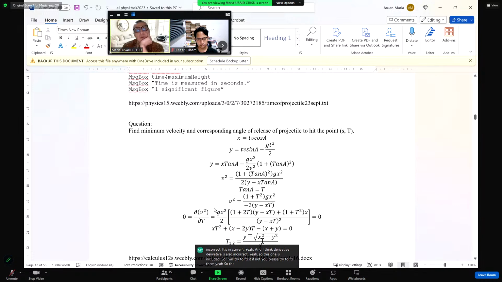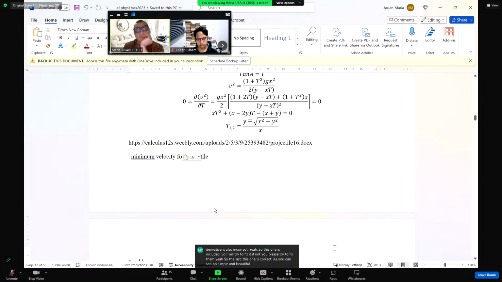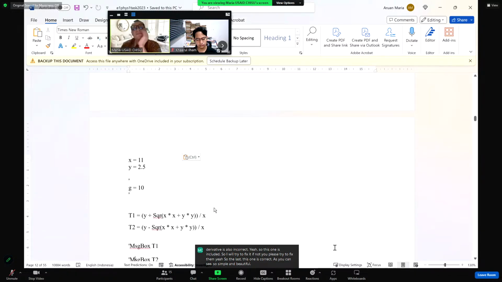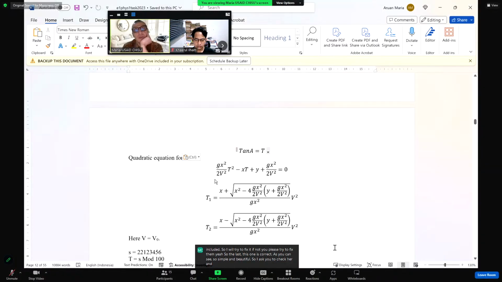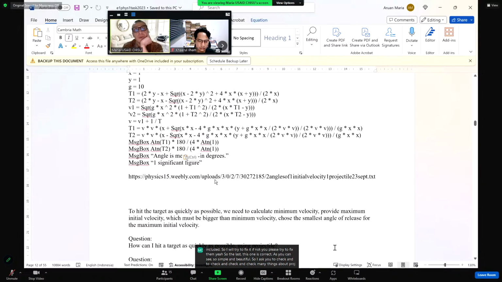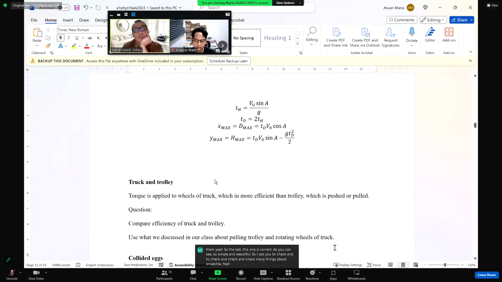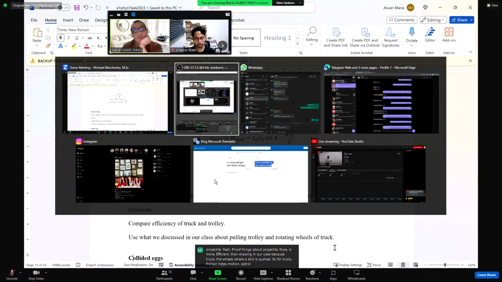So the last, this one is correct. As you can see, so simple and beautiful. So I ask you to check and check and check many things about projectile, yeah? Prove things about projectile. Now, truck is more efficient than trolley in our case because truck rotates the wheels, whereas trolley is pushed. So for truck, friction helps motion. For trolley, friction opposes motion.